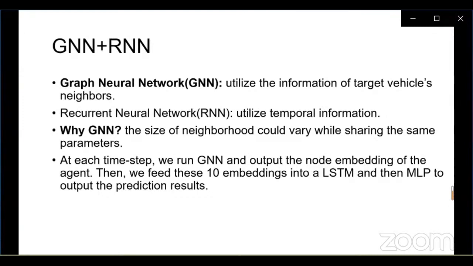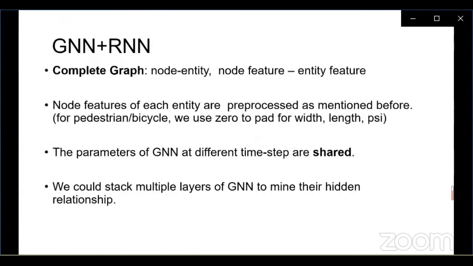Specifically, at each time step, we run GNN and output the node embeddings of the agent. Then we feed these 10 embeddings from 10 time steps into a LSTM and then MLP to output the prediction results. As for more details, we build the graph with each entity as a node and their features as node features. And the node features of each entity are pre-processed as mentioned before.